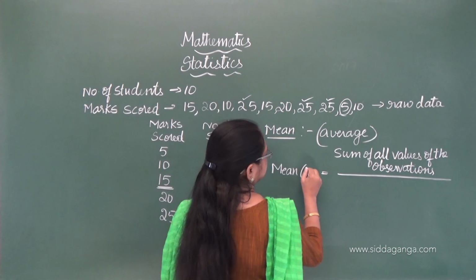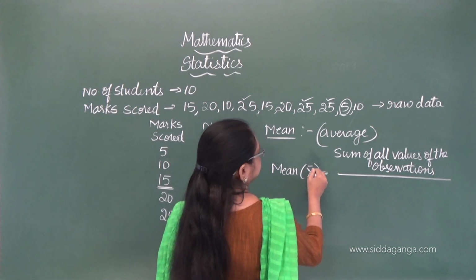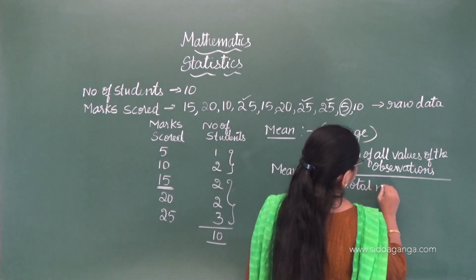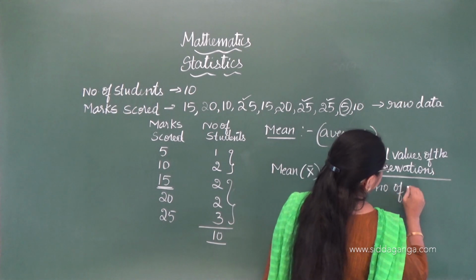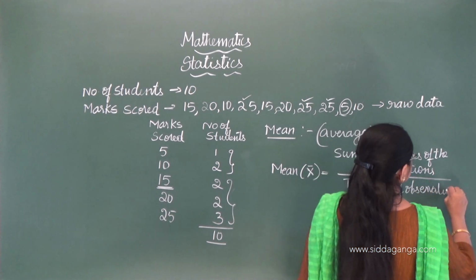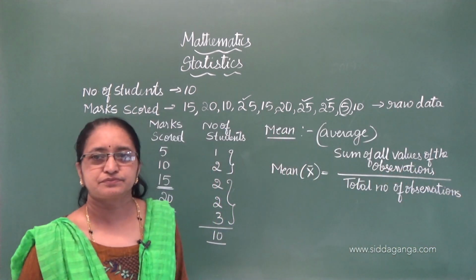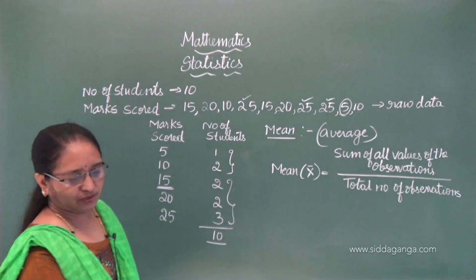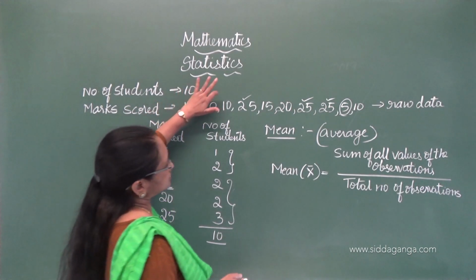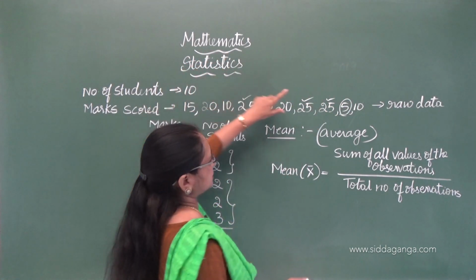Mean is actually represented as x bar: the sum of all observations divided by the total number of observations. Understood? So now let us try to find it out on a trial basis with this addition. Now I will take this raw data.